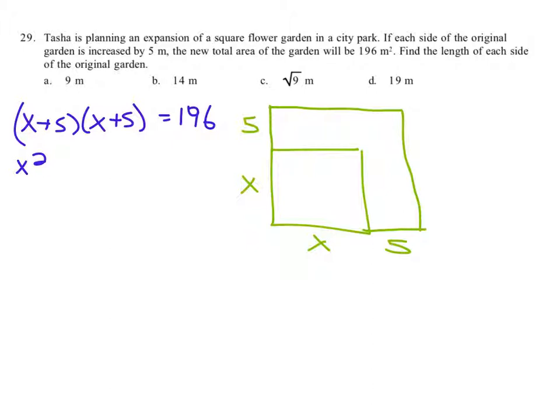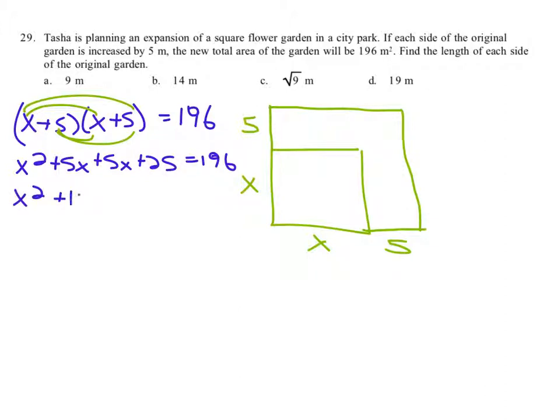That's first, x squared, outer, plus 5x, inner, plus 5x, and last, plus 25, equals 196. We add them together. We get x squared plus 10x plus 25 equals 196.